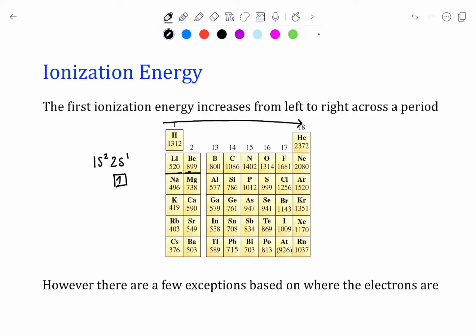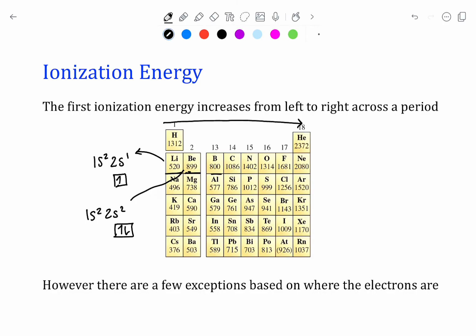If we go to beryllium, that's much higher. Okay, so that was lithium. If we look at beryllium, that's 1s2, 2s2. Now I have 2 electrons. Now they're paired up, and remember, electrons would rather be paired. Okay, so they're paired up. It's a lot harder to take off one of those electrons now that they're paired up and spinning oppositely.